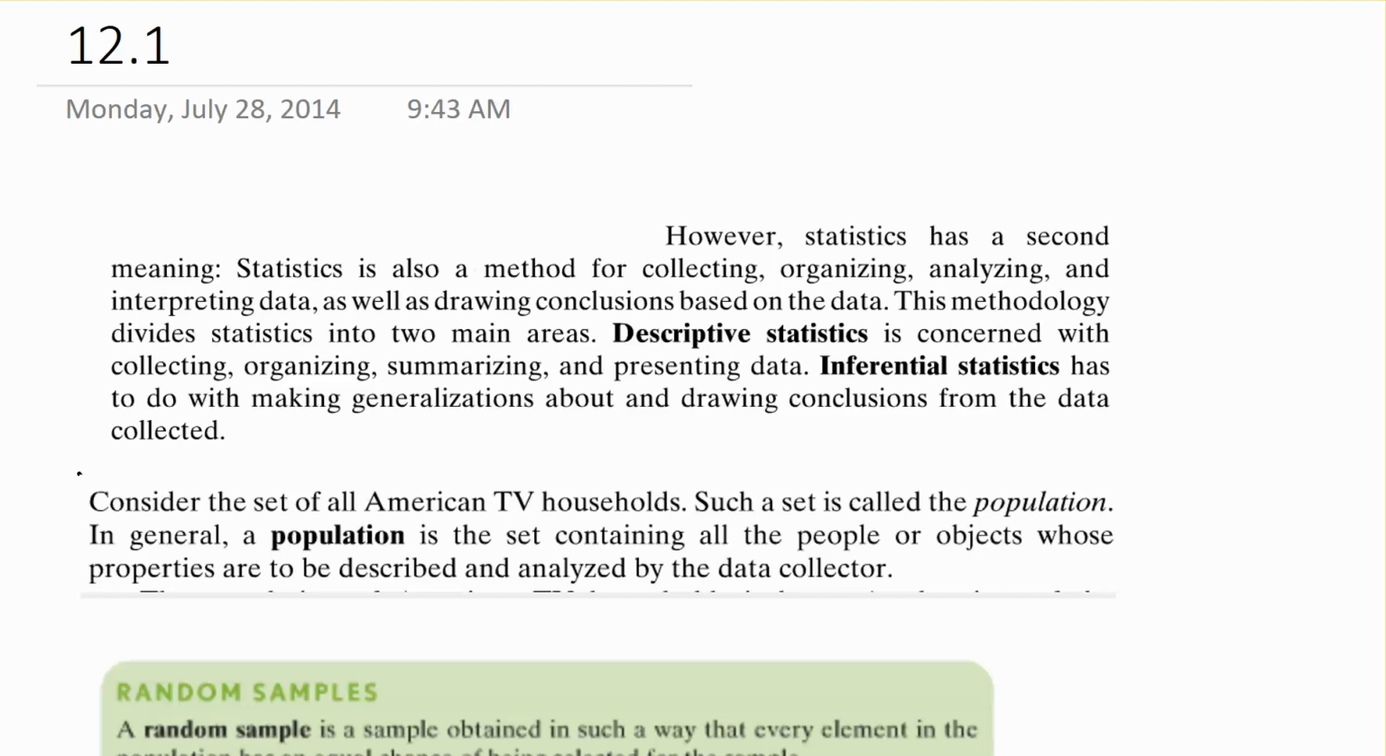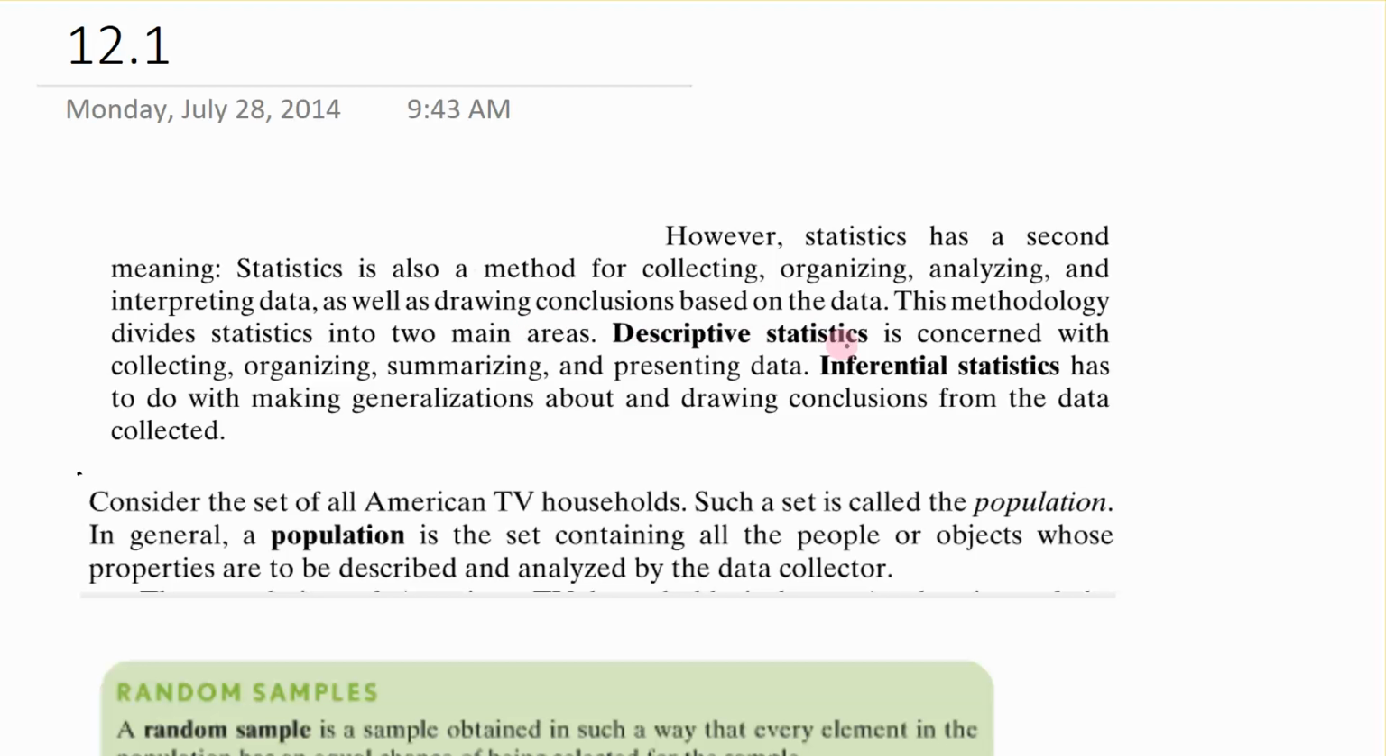The last unit that we're going to study is one on statistics. So in section 12.1, we start out talking about what does statistics mean. And many people think that statistics is the same thing as data. In your book, though, it reminds you that, however, statistics has a second meaning. Statistics is also a method for collecting, organizing, analyzing, and interpreting data, as well as drawing conclusions based on the data. This methodology divides statistics into two main areas.